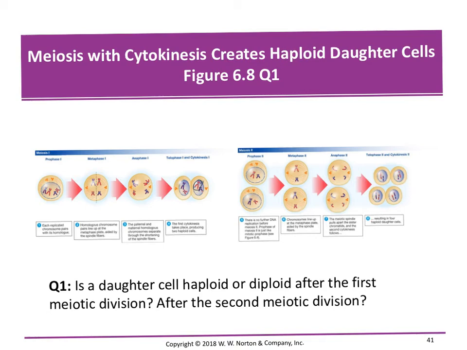Meiosis with cytokinesis creates haploid daughter cells. What is a haploid cell? A haploid cell has only one chromosome. Not two. We have a diploid. So during meiosis 1, we start out with a cell on the left.